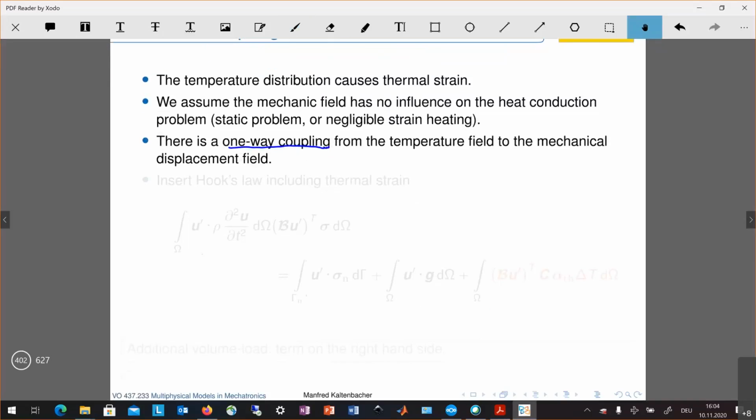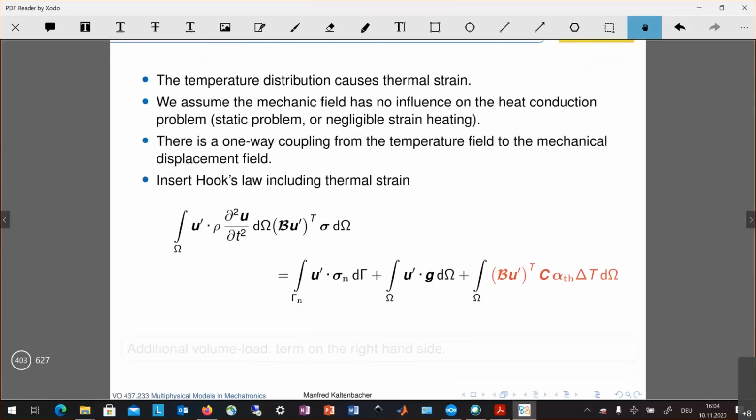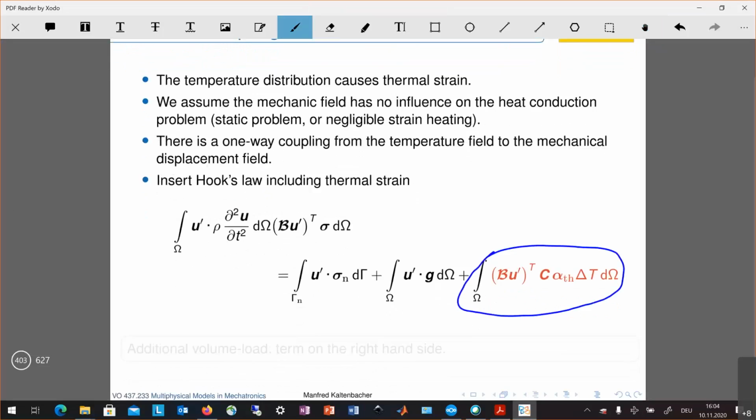Now, according to our mechanical weak formulation, that means that we have this additional term to be taken into account, which is coming from a temperature difference between the temperatures within the body and the ambient temperature, and that gives rise to our thermal strains multiplied by the mechanical material tensor.